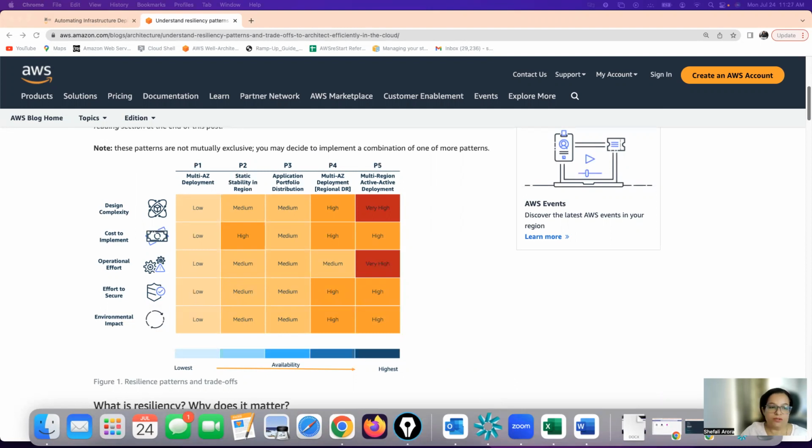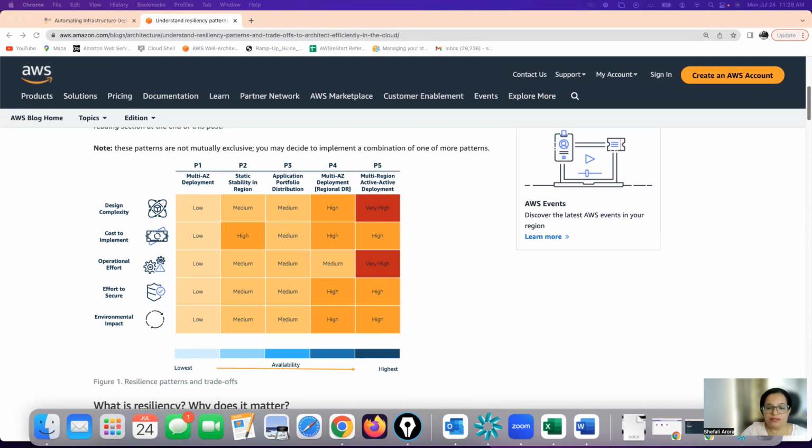Operational effort. Designing and supporting higher resilient systems, of course, requires complex operational processes and advanced technical skills. So when we are deciding to implement a higher resilient architecture, we really need to evaluate our operational competency. Do we have enough skilled resources and the required level of process maturity when we think about operational excellence?